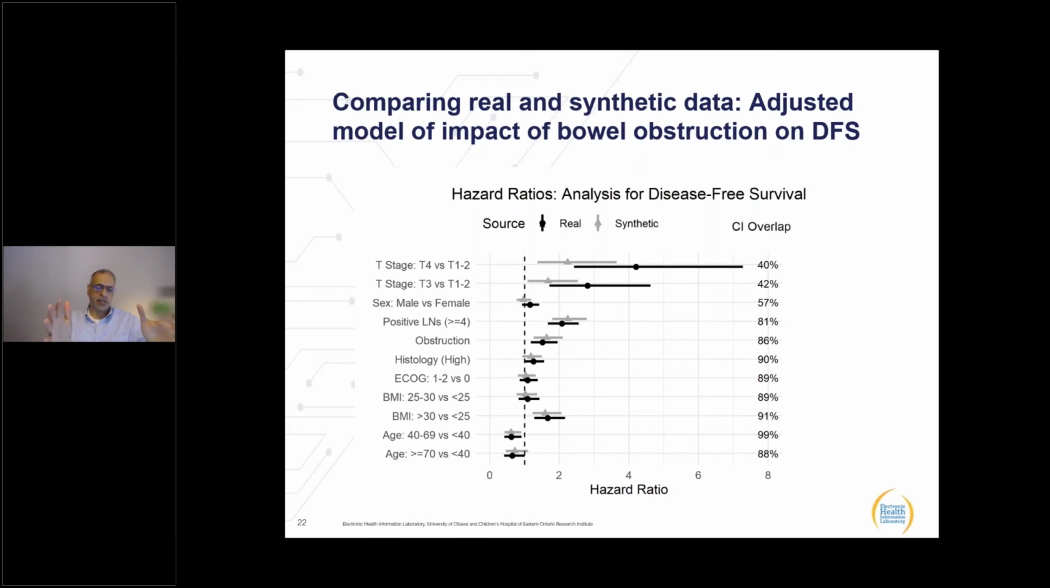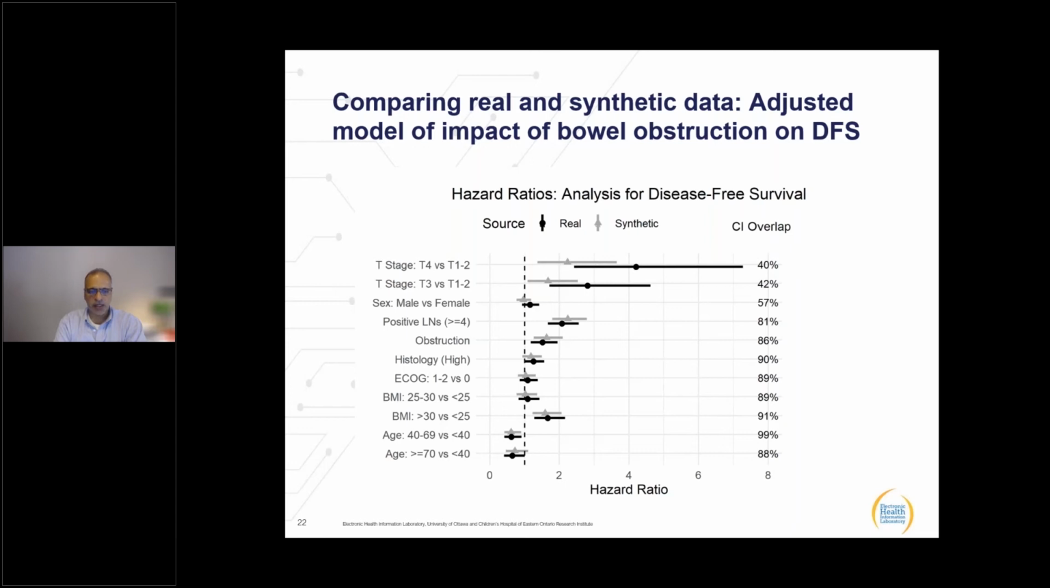So let me walk you through some actual results from case studies, and I'll walk through those quickly, and then we'll close off with future-looking scenarios. This is the replication use case that I showed you earlier on. This is an example from a clinical trial data set, a stage 3 colon cancer clinical trial, and the objective was to look at whether bowel obstruction is related to disease-free survival. This is a Cox regression model.